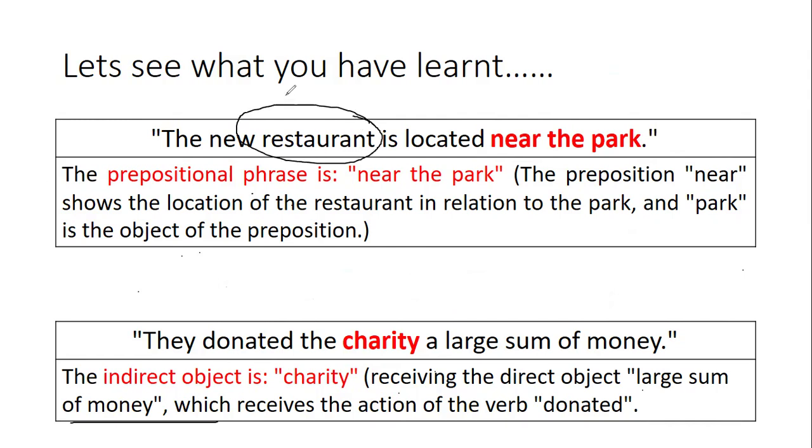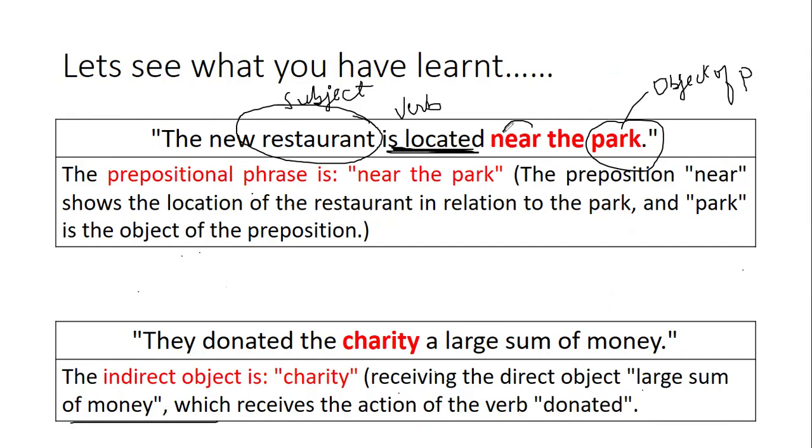The new restaurant is located near the park. The new restaurant is the subject. What action is the new restaurant performing? It is placed somewhere. It is located somewhere. Verb is located. Where is it located? Near the park. Park is our noun, object of preposition.